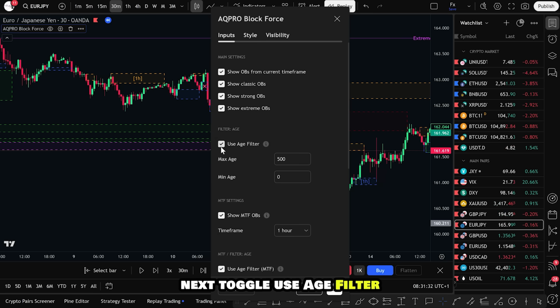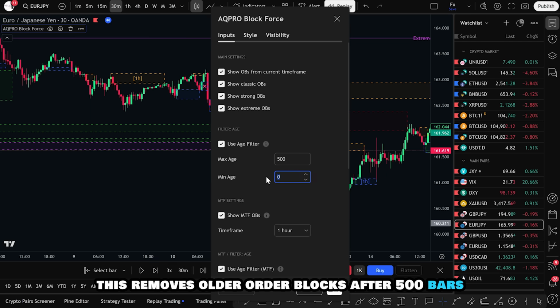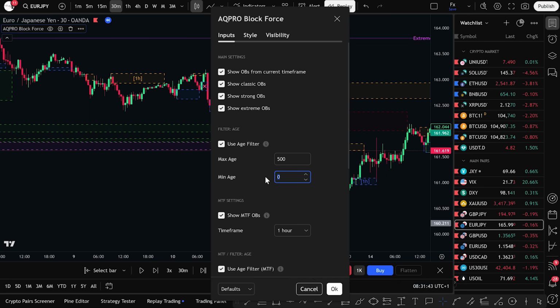Next, toggle Use Age Filter. Set max age to 500 and min age to 0. This removes older order blocks after 500 bars while allowing new ones to show immediately.